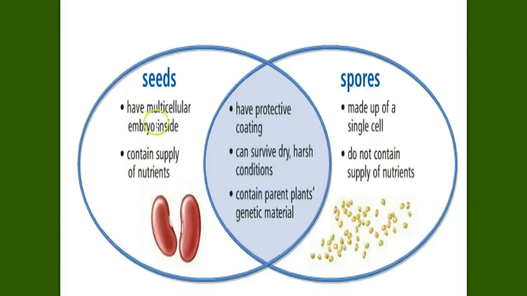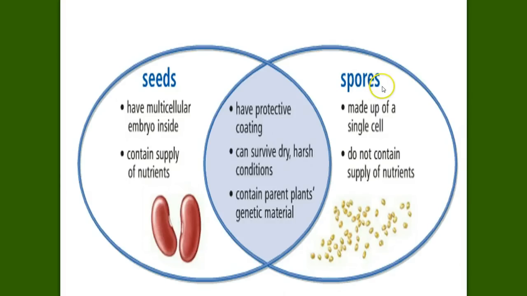What's the difference between a seed and a spore? Seeds have a multicellular embryo inside them. That means more than one cell. Just like our flower plants or our apple seeds, any type of plant that is going to grow taller than something very short. And they contain a supply of nutrients, and we call that monocot or dicot. One food sac is monocot, 2 food sacs is dicot.